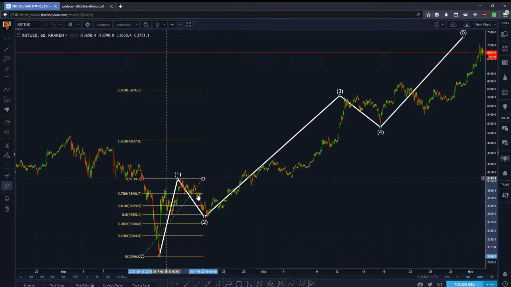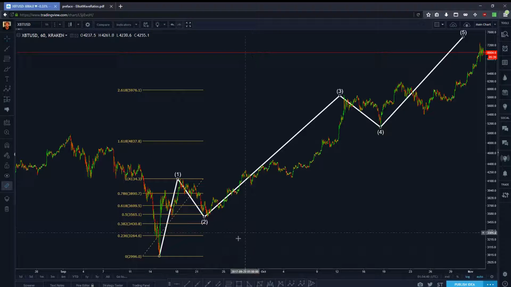we can use this impulse fib. So in this case, we're looking for a 0.5 or a 0.382 retrace. And we retraced at about 0.5 in this case. And you'll notice that we went a little bit below on this chart, but that's okay. It didn't stay down there long, and we had a nice big bounce back up. So wave 1 is there.